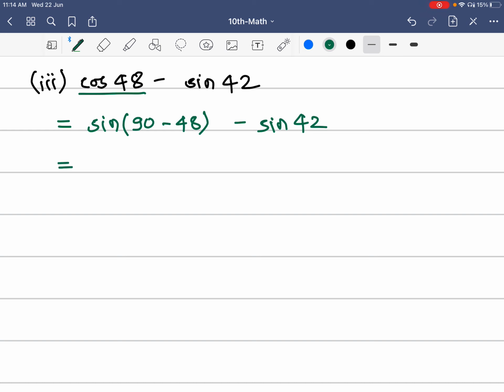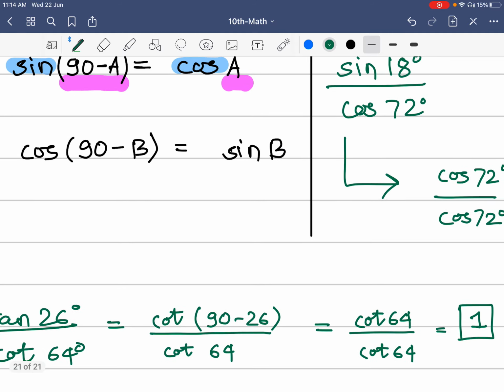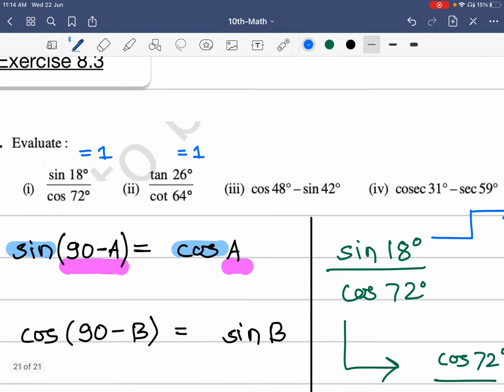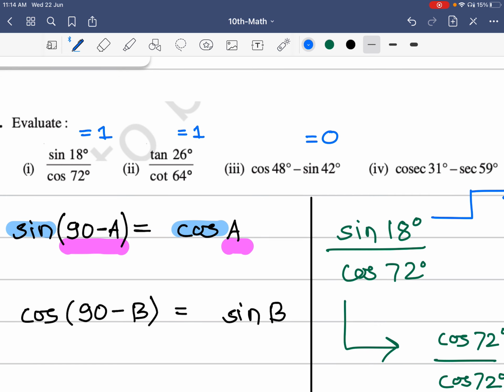Now sine of 90 minus 48 is sine of 42, so sine of 42 minus sine of 42. That is equal to 0. So the answer of the third expression is equal to 0. Let's make a note here.